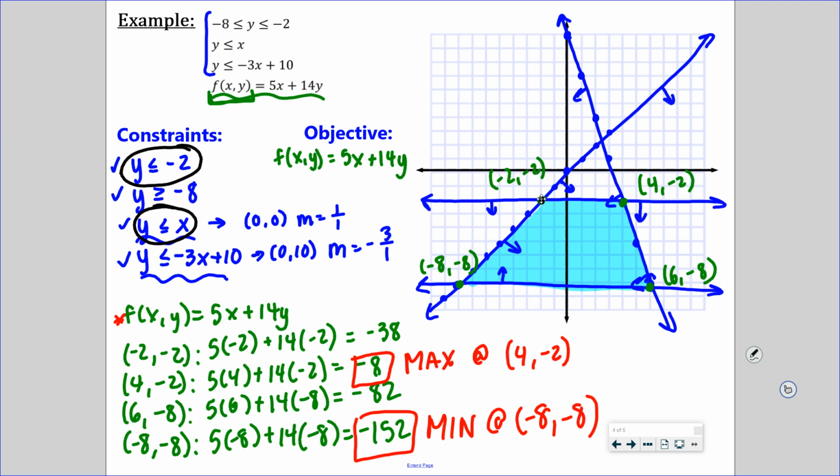Any questions on that one? They're kind of fun, right? I like shading. I don't know why. It feels like coloring to me.